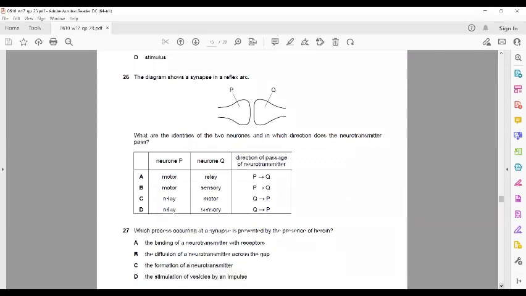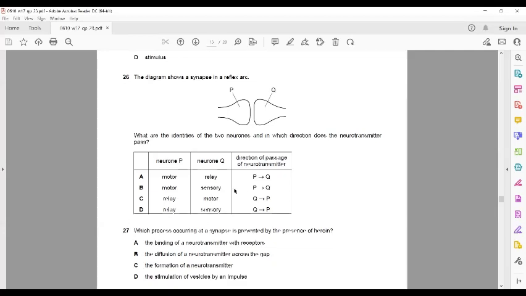The diagram shows a synapse in the reflex arc. What are the identities of the two neurons and in which direction does the neurotransmitter pass? We don't look at the P and Q there because we won't understand anything from the diagram. What's important is the information given inside the table. For neurons P and Q, the direction of the passage of the neurotransmitter usually is either from sensory to relay, or from relay to motor. So this is the direction.